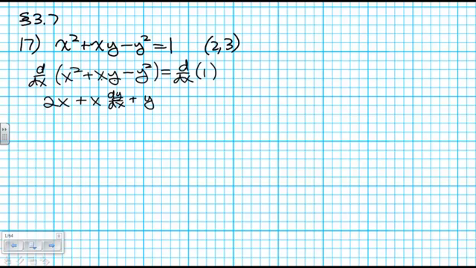Great. Next one, the negative y squared. That's going to be negative 2y times dy dx. And figuring out the other end, the derivative of 0 is 0. Thank you.